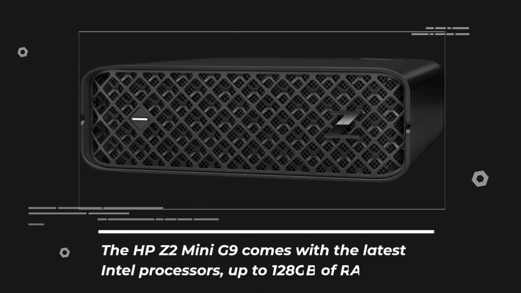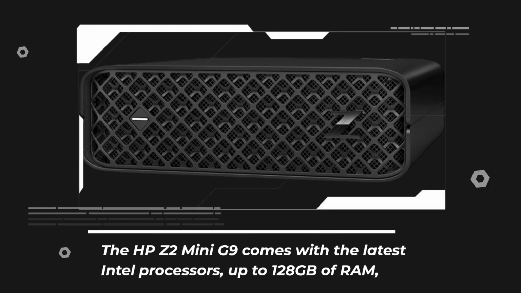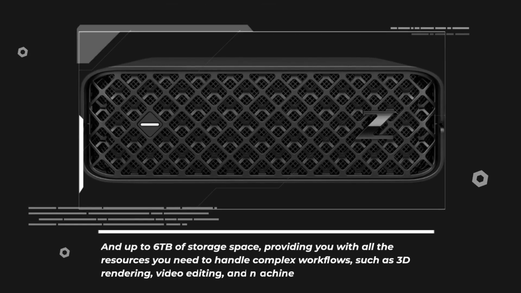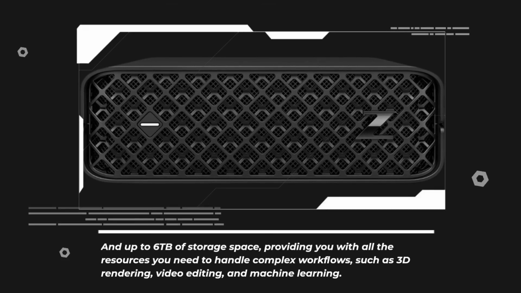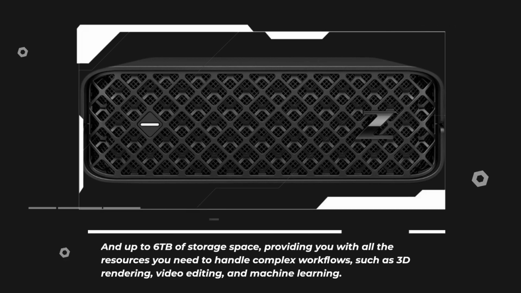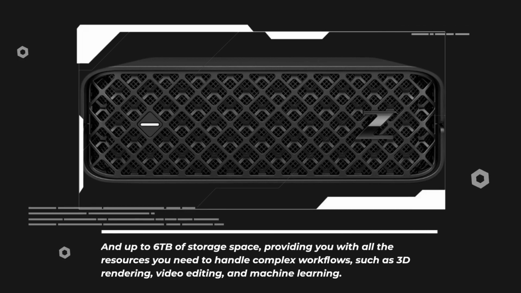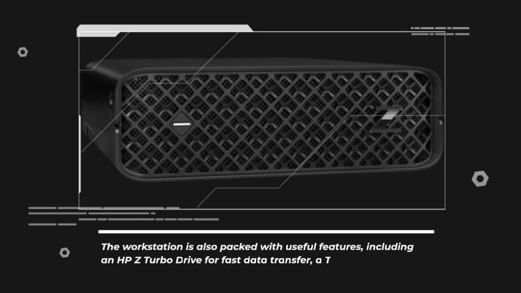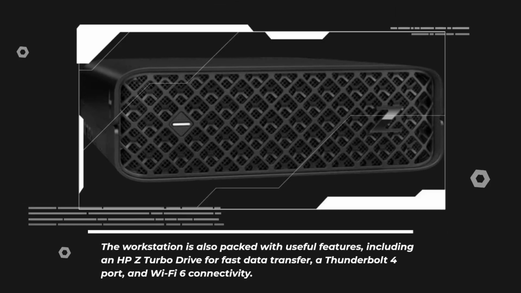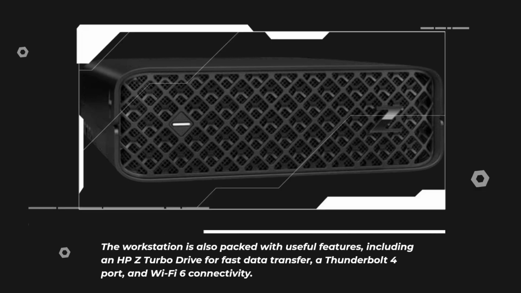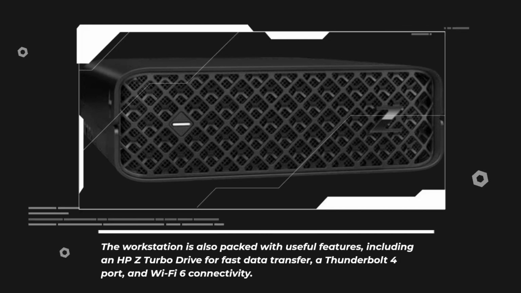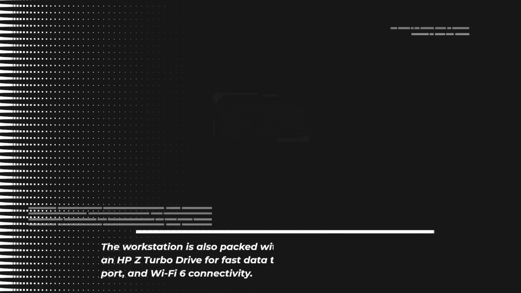The HP Z2 Mini G9 comes with the latest Intel processors, up to 128GB of RAM, and up to 6TB of storage space, providing you with all the resources you need to handle complex workflows, such as 3D rendering, video editing, and machine learning. The workstation is also packed with useful features, including an HP Z Turbo drive for fast data transfer, a Thunderbolt 4 port, and Wi-Fi 6 connectivity.